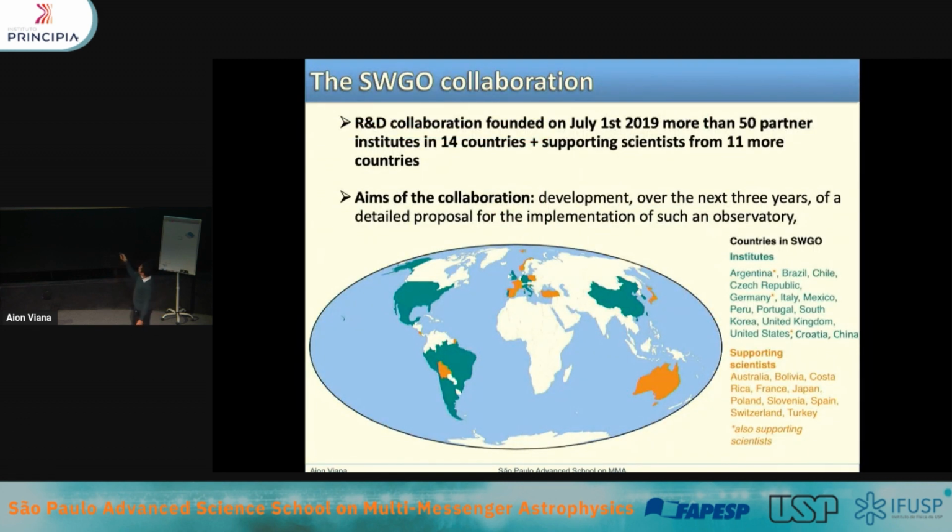There is a collaboration, and Brazil is involved in it. Now it has more than 50 partner institutes in 14 countries. The idea is to have a project, an idea of what exactly is to be built, by this year or next year. So there is a lot of participation there as well.